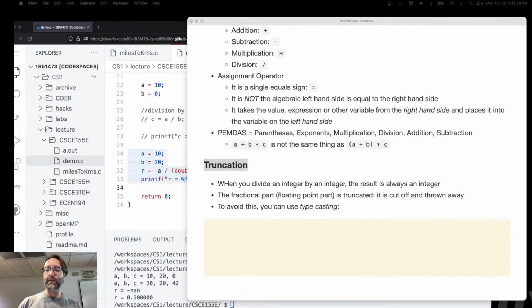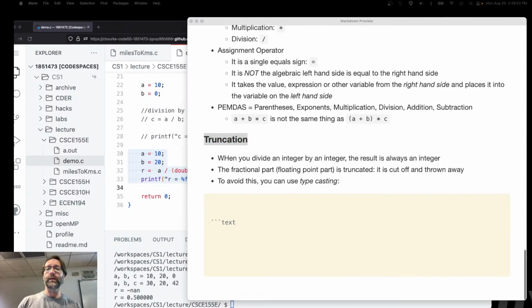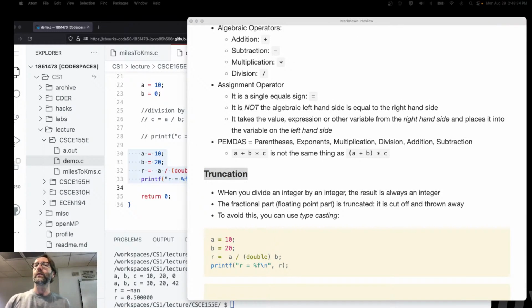I'll make sure that you've got this as a code block, or in the notes here. Any questions so far? Yeah.